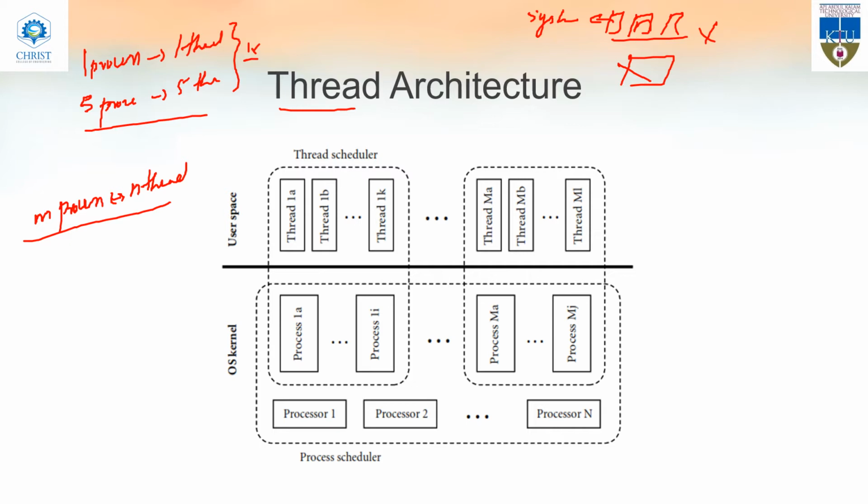You can see that in the first process there are k threads, and in process M there are A, B, C up to L threads. So that's what we mean by M processes and N threads. One process will have a number of threads, and another process will have another set of threads. So just understand this thread architecture.